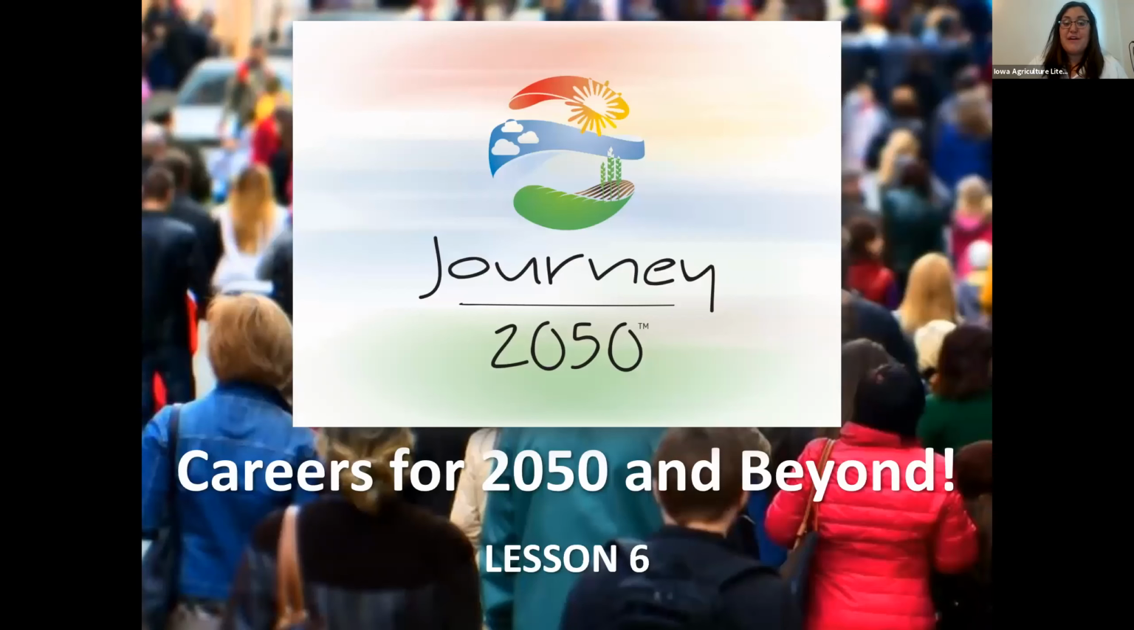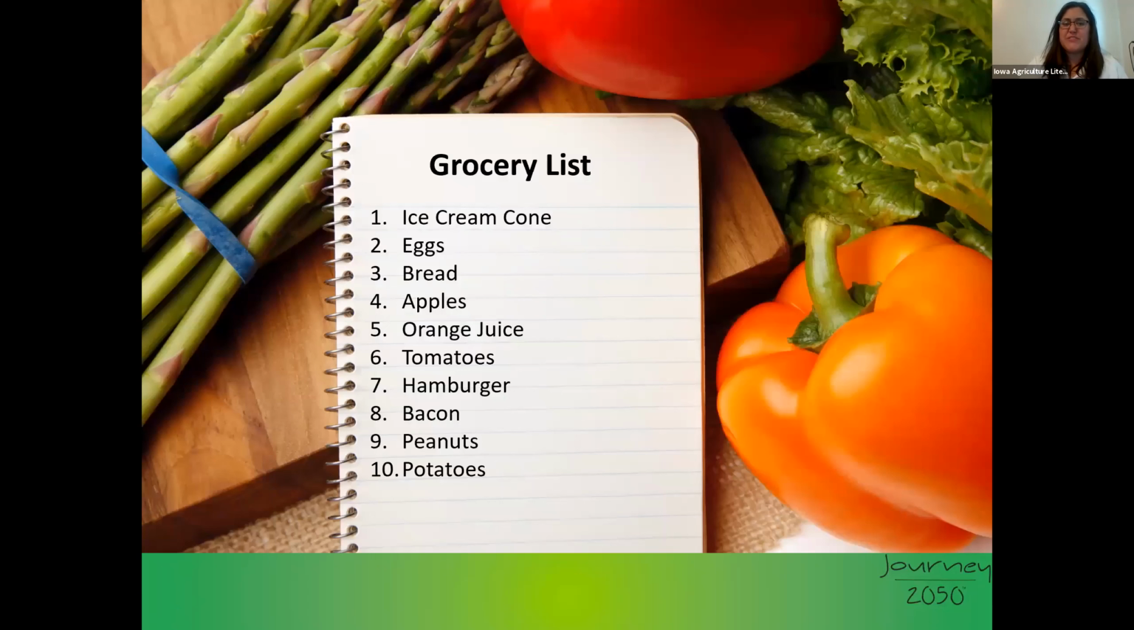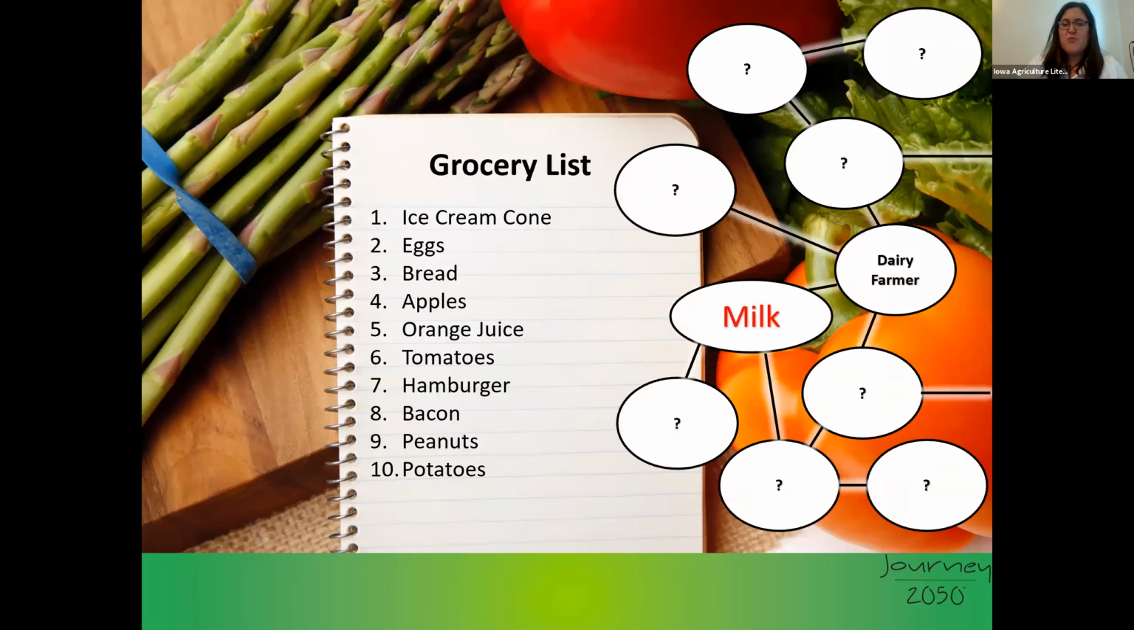Lesson 6 is all about careers, agriculture careers. It starts out with an engagement piece where you have a grocery list. You would either divide the students up into small groups where they would each take a grocery item, or you could do this as a whole class. The example I'm going to show you is with milk.